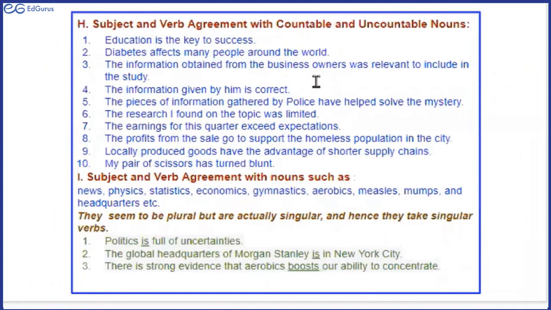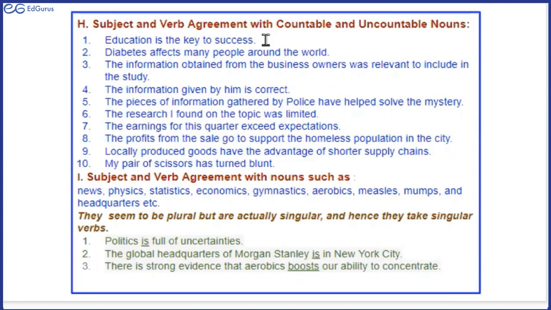Yes. Now here, subject and verb agreement with countable and uncountable nouns. Countable, you know very well. Countable nouns are the nouns which can be counted. Uncountable, which cannot be counted. Now here it is. Education is the key to success. Education, what do you think, is it countable or uncountable? Ma'am, uncountable. Education cannot be measured. It cannot be counted. It cannot be measured in quantity, in units, in numbers. So it is treated as a singular subject and a singular verb is used.